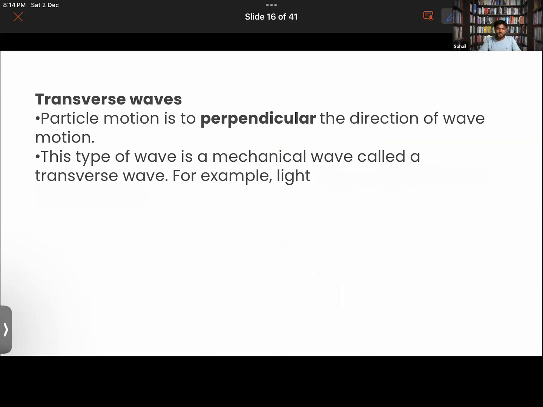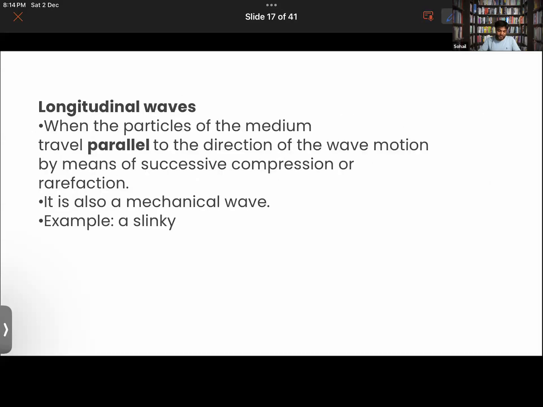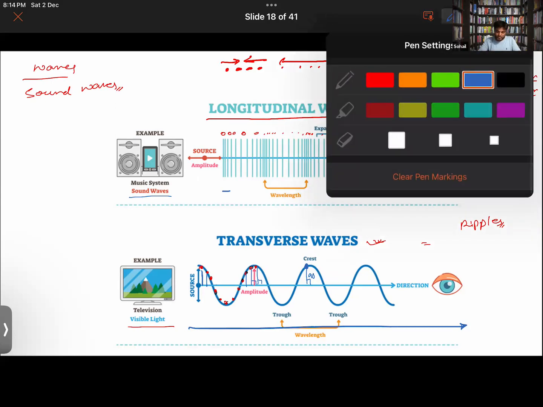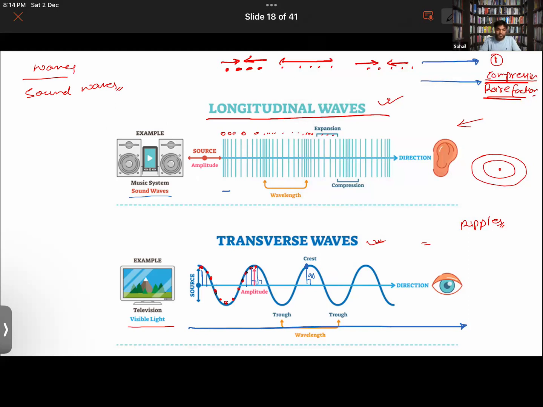So particle motion is perpendicular to the direction of wave motion. That is a transverse wave. Then you have the longitudinal waves, when the particles of the medium travel parallel to the direction of the wave motion. We had this diagram as well here, right? Of the two, transverse or longitudinal, sound is a longitudinal wave. Getting it now?